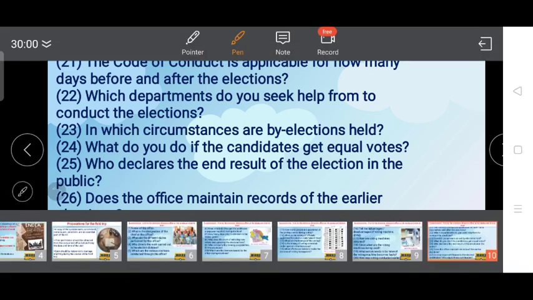Next, the code of conduct is applicable for how many days before and after the elections. Code of conduct is the thing which is there during the elections. So from when to when does it apply? Which departments do you seek help from to conduct the elections? In which circumstances are by-elections held?